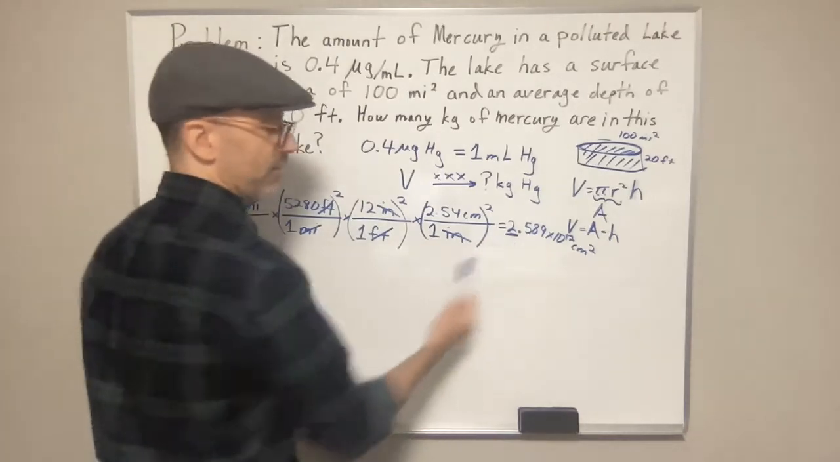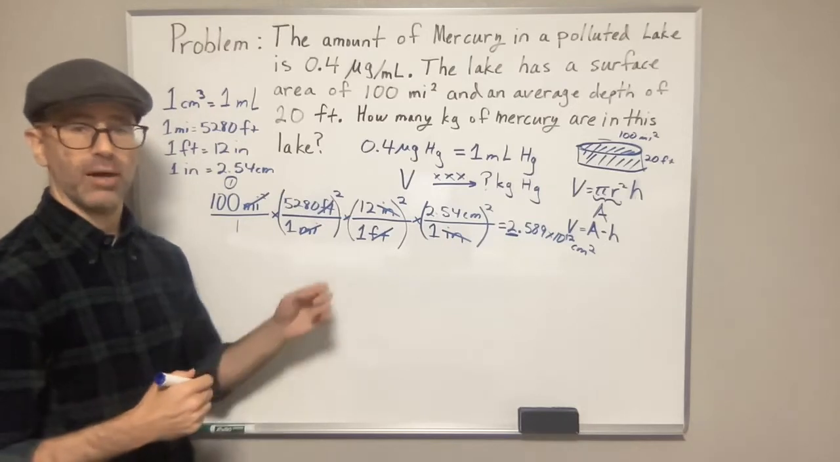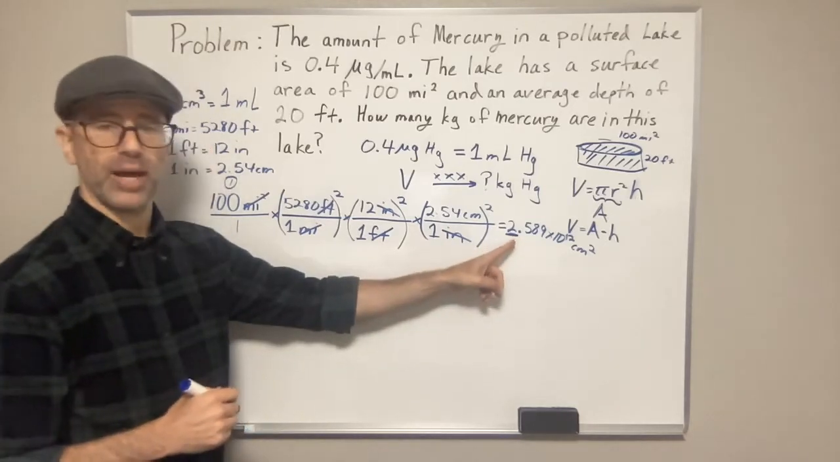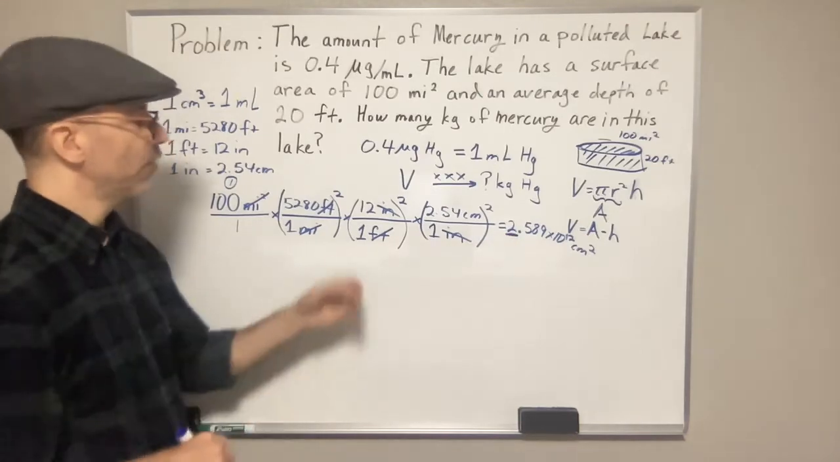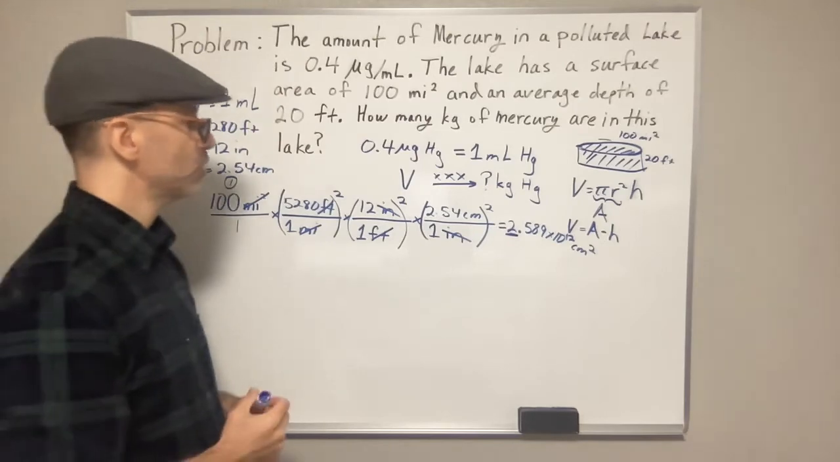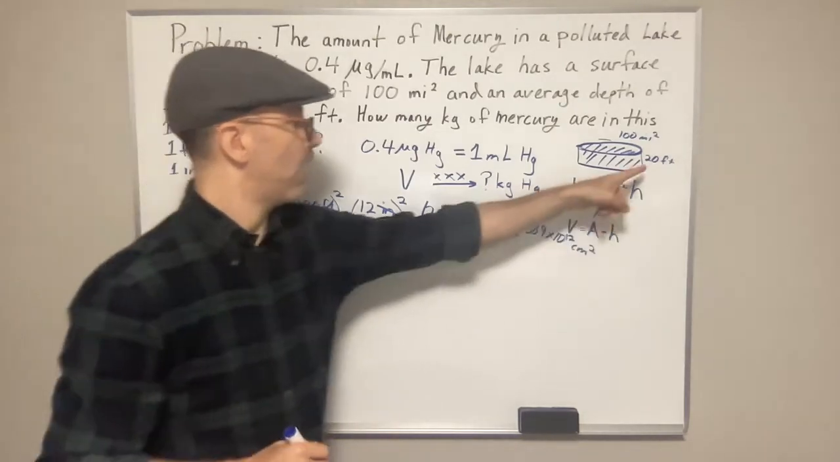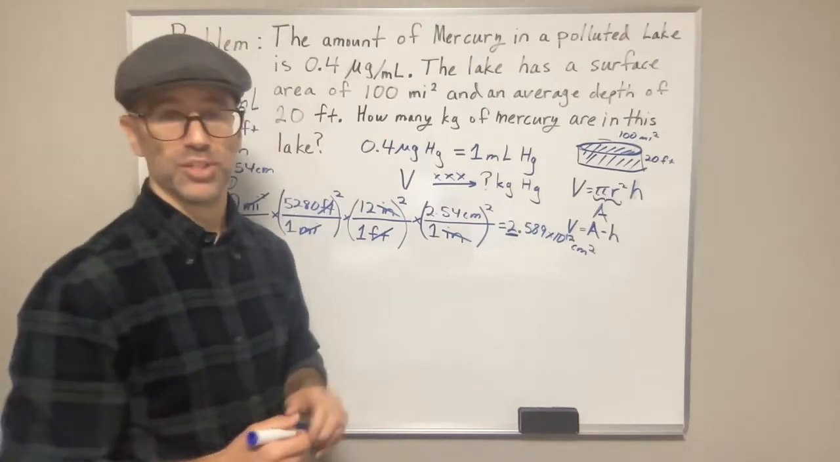We're going to keep the rest because we want to avoid a rounding error. But I underline the 2 to let me know that I'm only allowed that sig fig up to that point there. All right, so I have my area in centimeters squared. Now I have my depth. I need to convert that to centimeters as well.